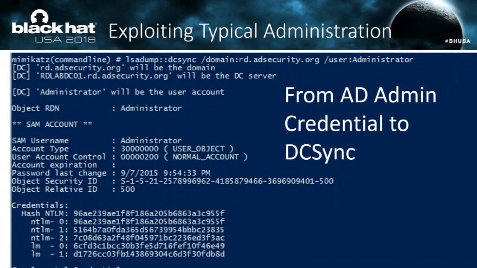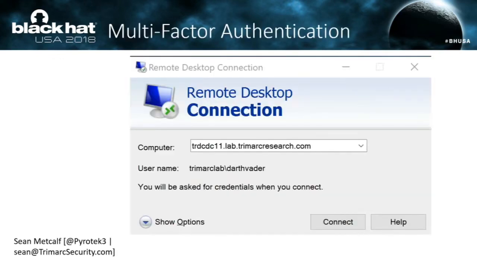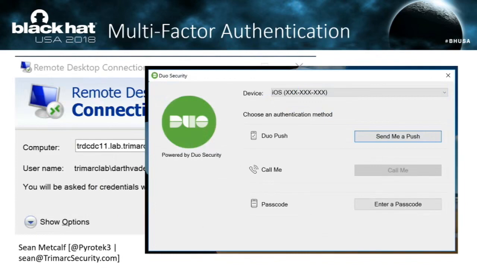And even if I add MFA to the situation, I don't need to use MFA when I'm running DCSync because it's just an LDAP call to the DC. So let's talk a little bit more about this. What if we add MFA? We can MFA the RDP, so then we RDP, it's MFA'd, and we got everything covered, right? Well, we have our RDP connection. We get our Duo prompt. I'm not picking on Duo, but apparently they were in the news recently, so I figured I'd use them.